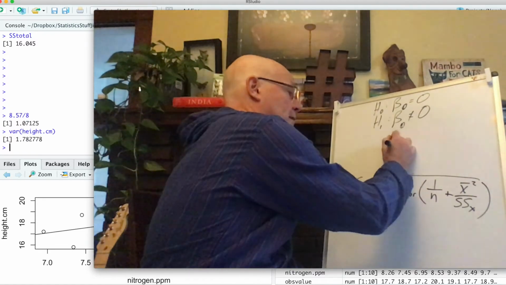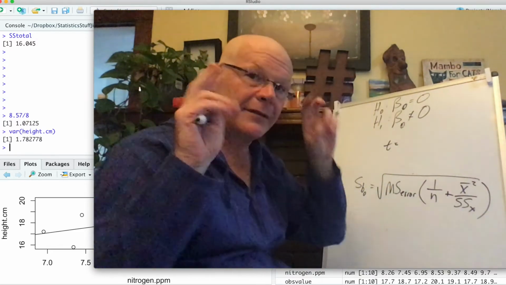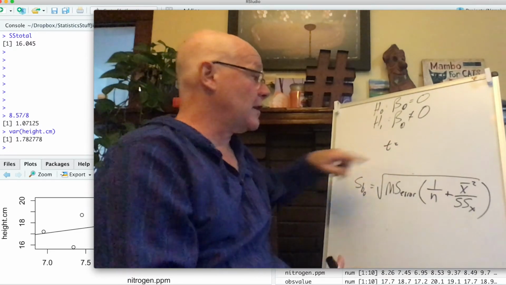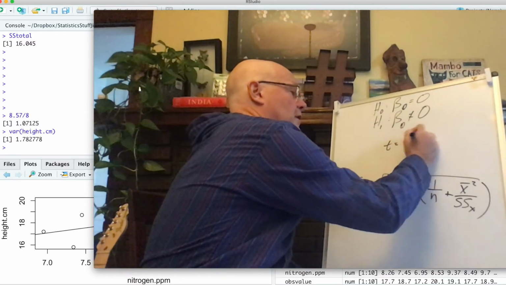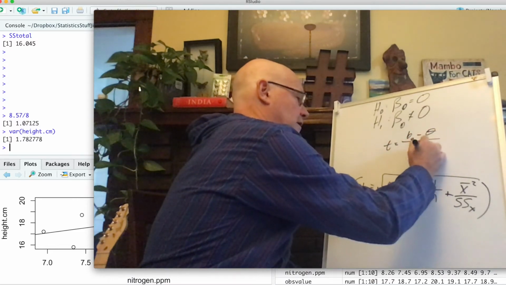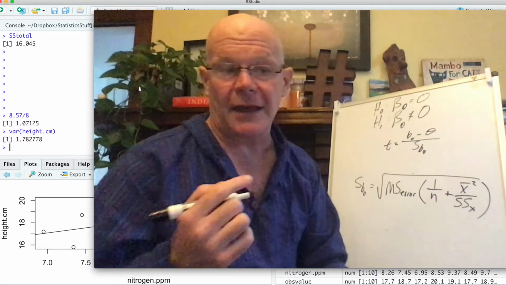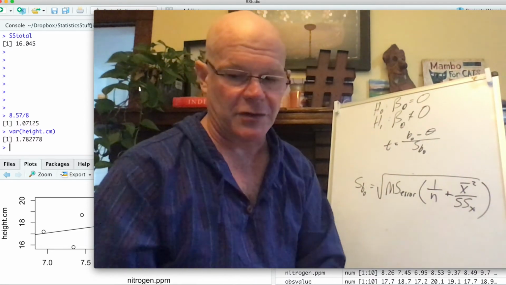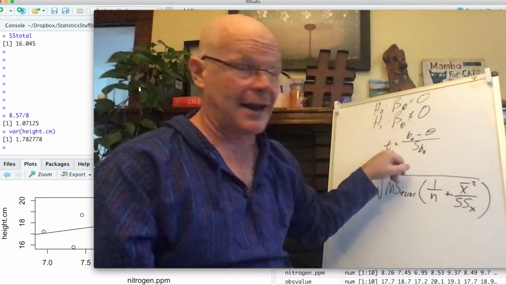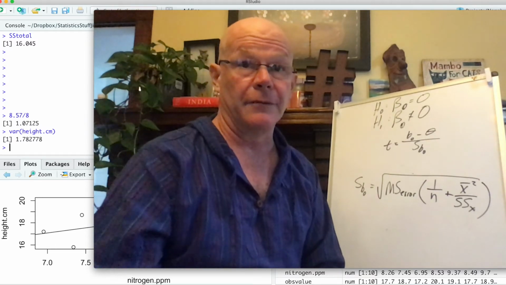So again, going back to our t-distribution, just like we did with correlation and with the t-test, because this is a t-test, we will calculate our t-statistic by taking our observed intercept minus theta, which is 0, divided by our standard error of the intercept. We will get a t-statistic. We can then look at the cumulative distribution function of a t-distribution with the appropriate degrees of freedom, and ask ourselves, is the intercept different from 0?